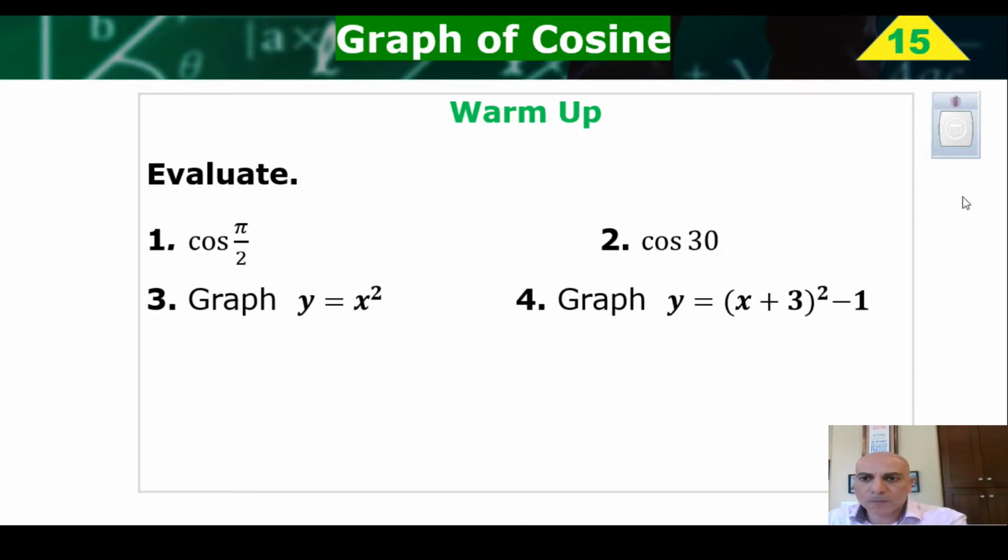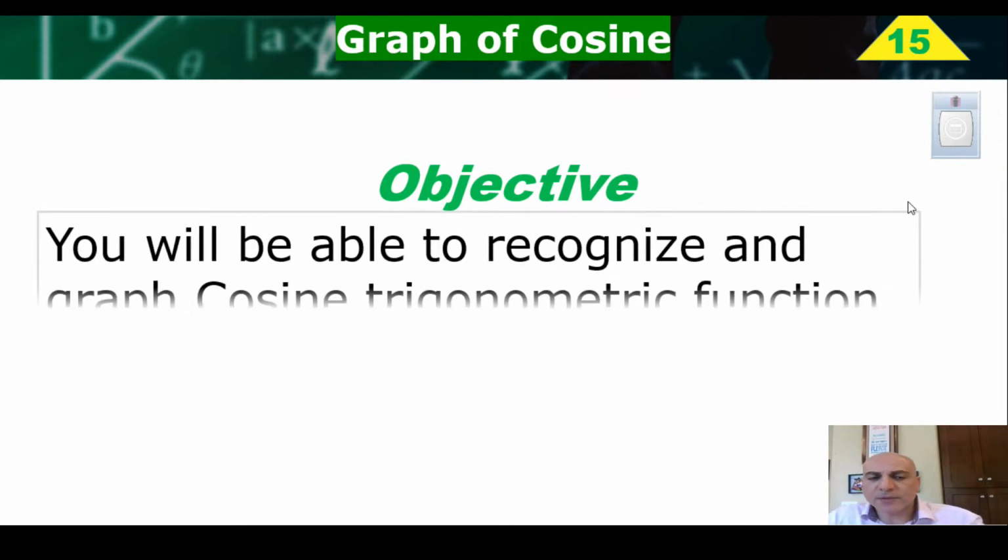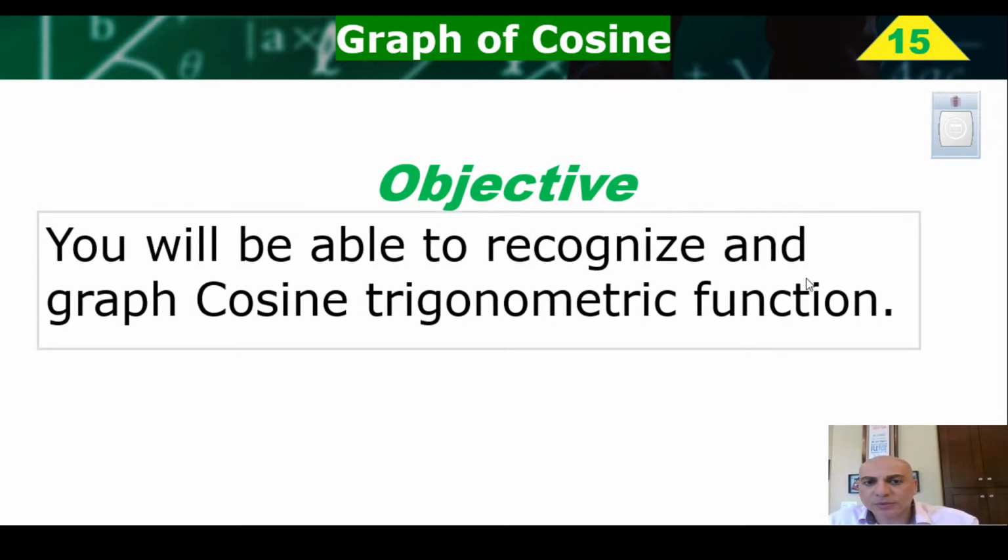So all right, the objective today: we will be able to recognize and graph the cosine trigonometric function. So basically we're after the cosine today. We did sine last time, and I believe when we did sine, some of you were just having fun, I guess, because you traced the sine. Equally amusing is the cosine.